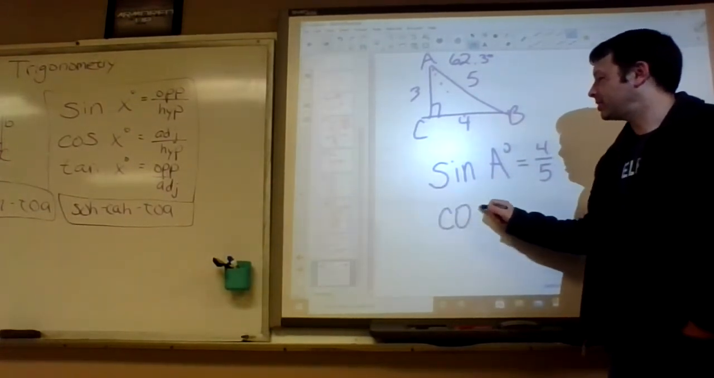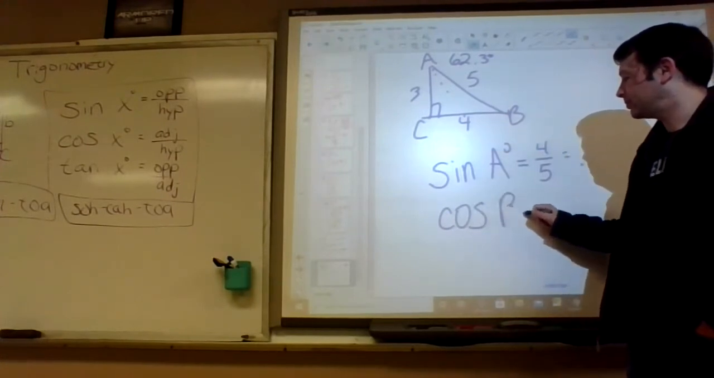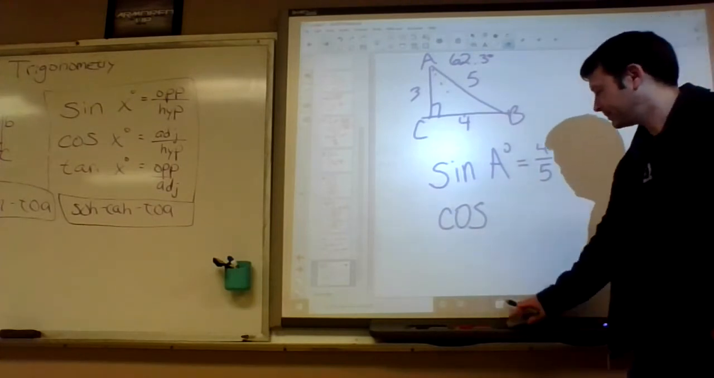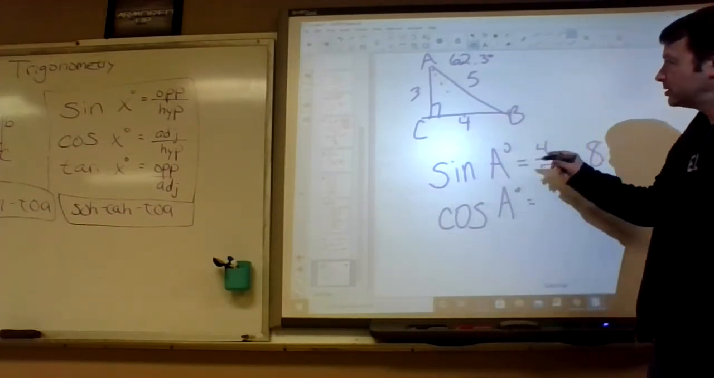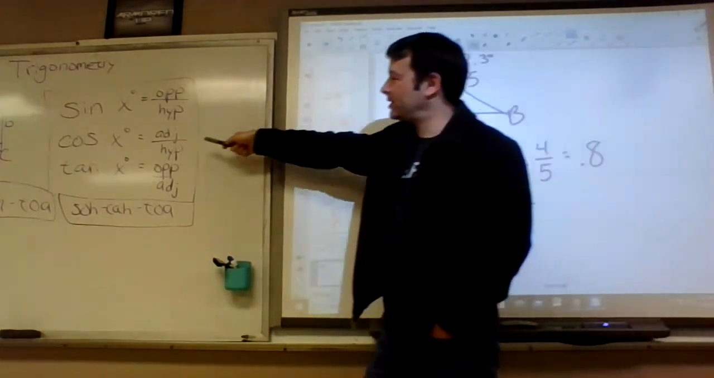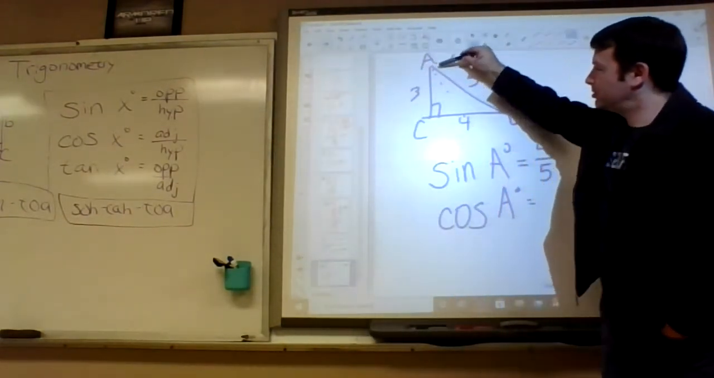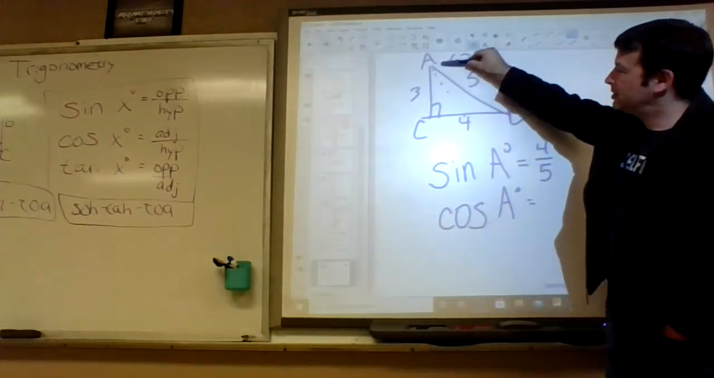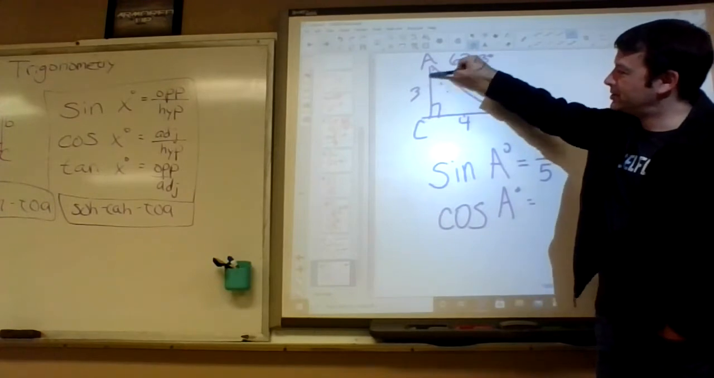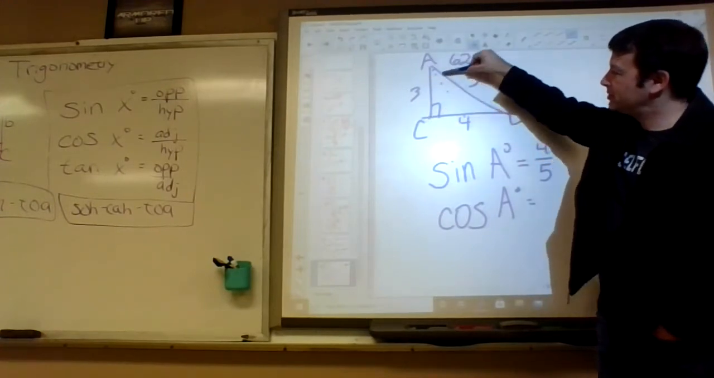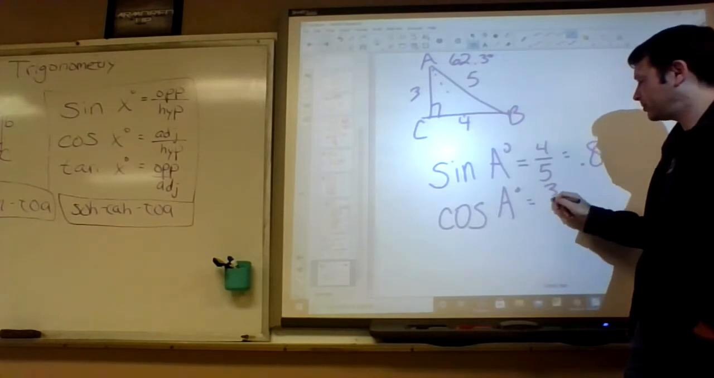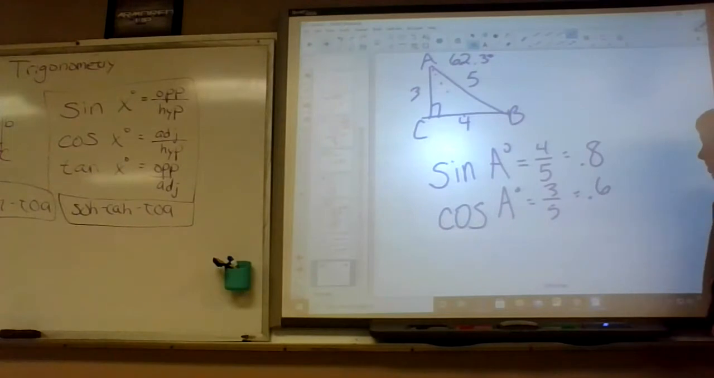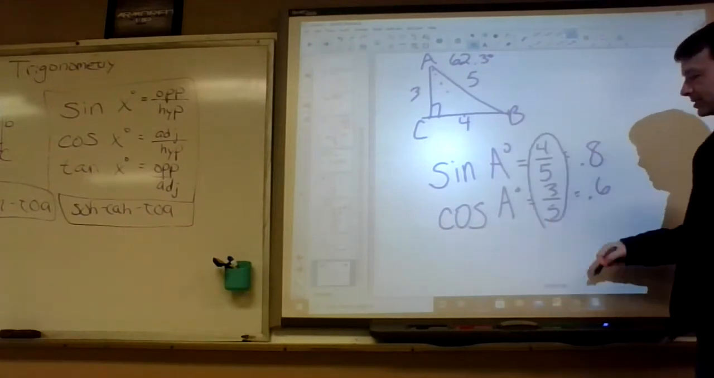How about cosine of angle B. Actually, let's do cosine of A first. Cosine is adjacent over hypotenuse. Relative to angle A, what's adjacent to angle A? 3. Adjacent means next to. And what's the hypotenuse? 5 still. So this one would be 3 over 5, or as a decimal that'd be 0.6.